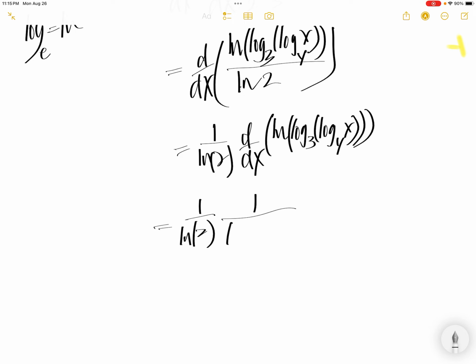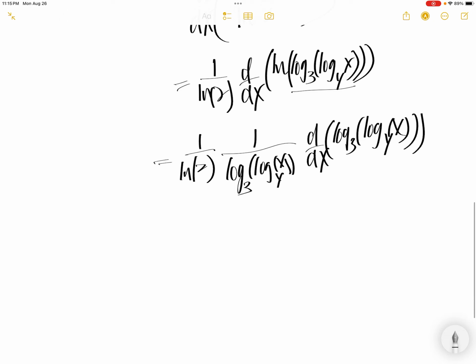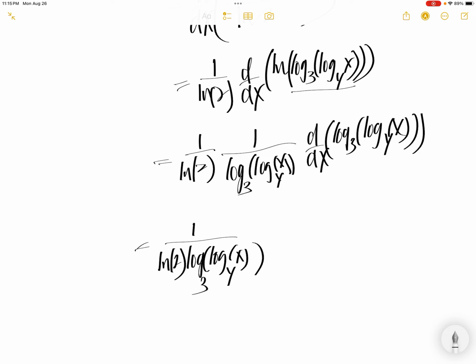Now the derivative of ln of something is 1 over that something. In our case, that is log to the base 3 of log to the base 4, times the derivative of log to the base 3 of log to the base 4. Now you get 1 over ln 2 times log to the base 3 of log to the base 4.